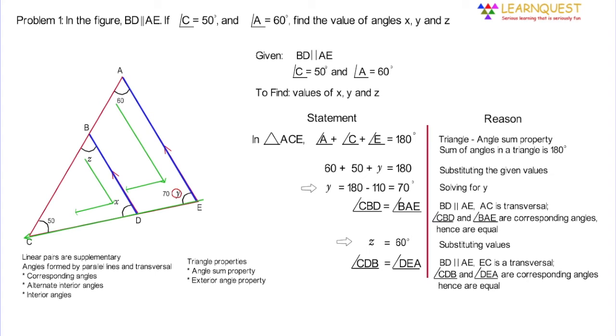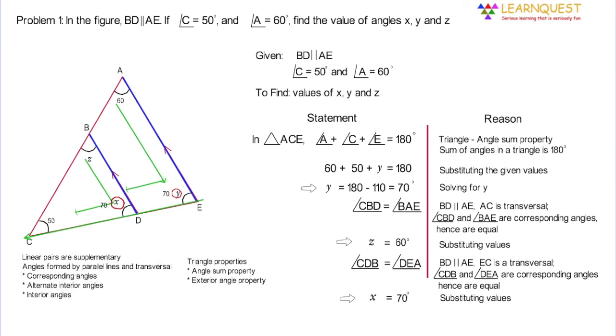And the reason is the same as before, that BD is parallel to AE. Over here, we have to write CE is the transversal. And hence, angle CDB and angle DEA are corresponding angles and hence equal. When we substitute, we get X is equal to 70. So now we have found all the three variables. The reason for X is equal to 70 will be by substituting the angles. Let's mark the values that we have got in the diagram also.